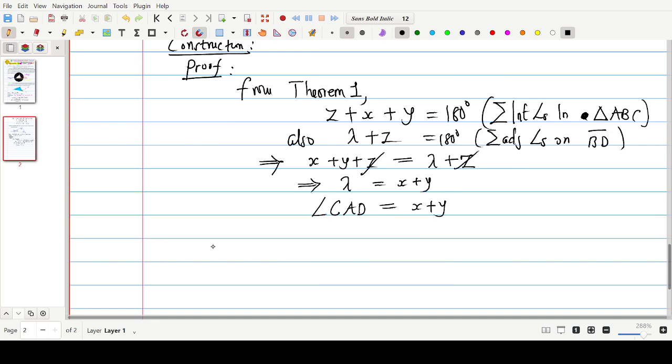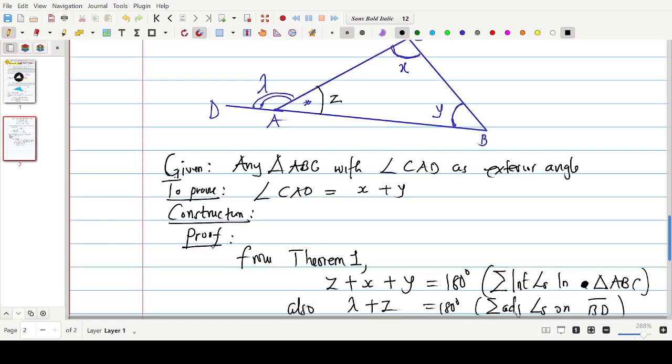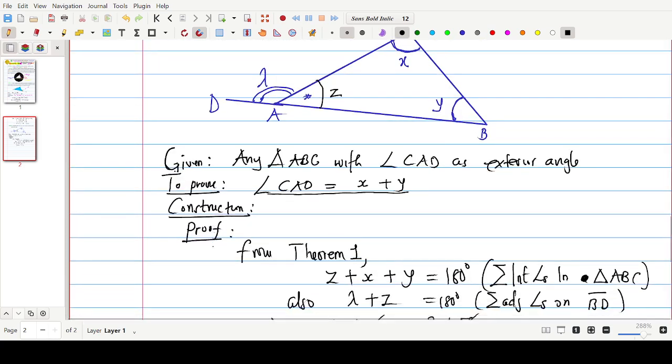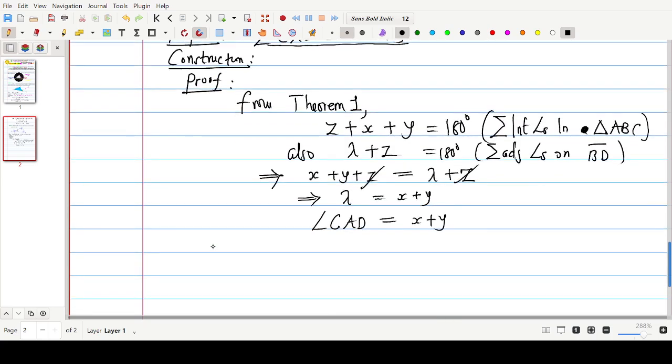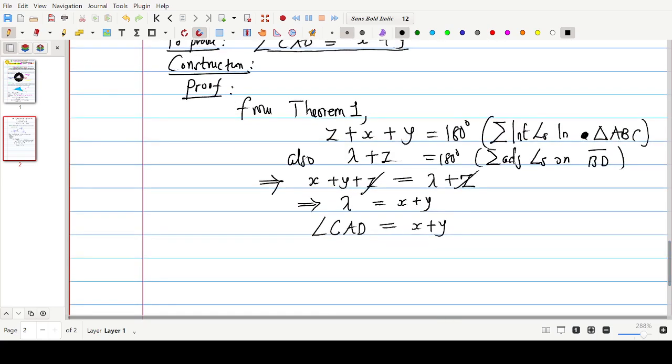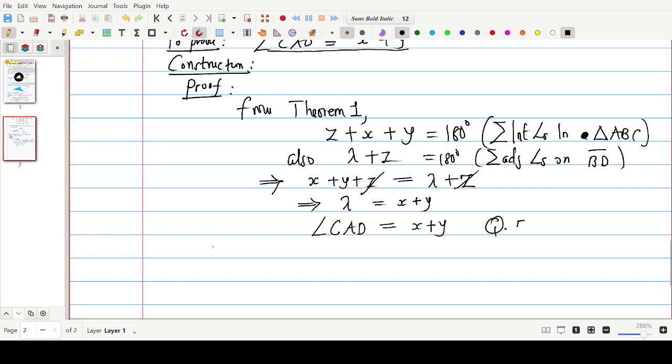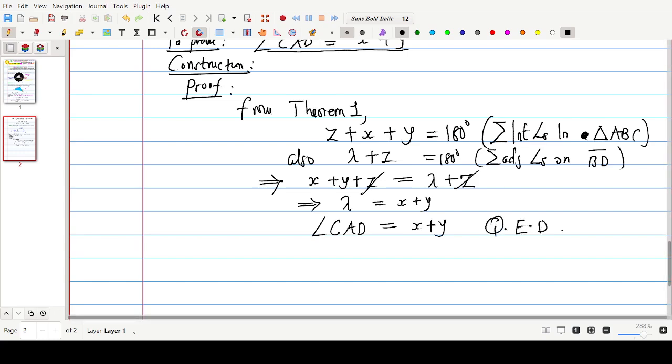Now, this has established what we had to prove. Are you not seeing it? It has established that the exterior angle is equal to the sum of the opposite interior angles. And this completes the proof. QED, so we can put QED. So we're done with the proof of this particular theorem.